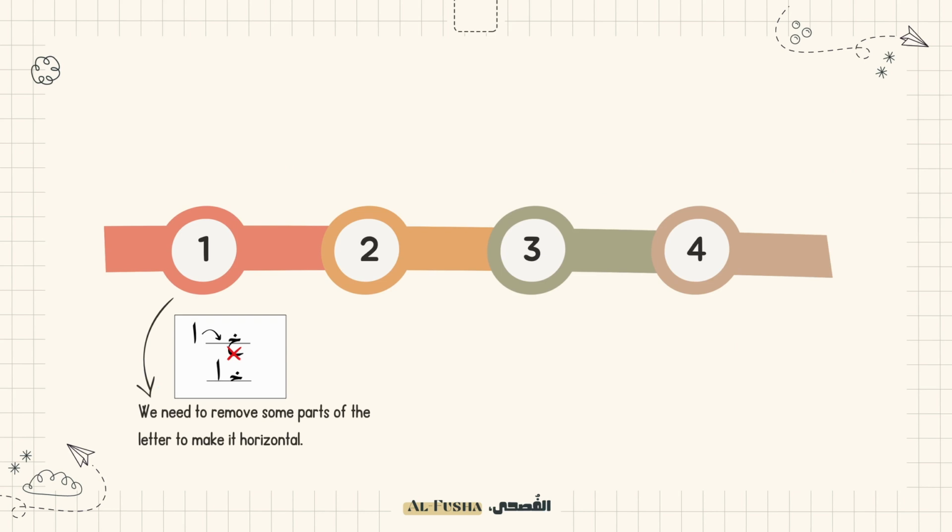We have 4 rules to be able to join the alphabet. The first rule is that we need to remove some parts of the letter to make it horizontal. So I want you to imagine if we have letter Kha that has a half circle that goes below the line. It will be difficult for us to give a horizontal helping hand to the following letter. It will be difficult to link the letters horizontally if something goes below the line and something goes above the line. So for that reason, we remove whatever goes below the line and just try to make it horizontal on the line. So Kha, before it used to have a half circle, but when it comes in a word, now we remove the half circle.